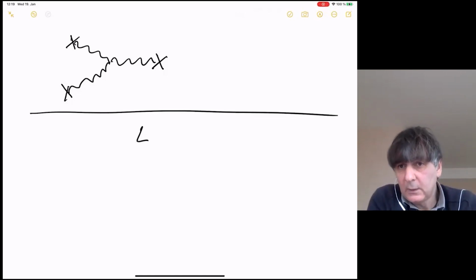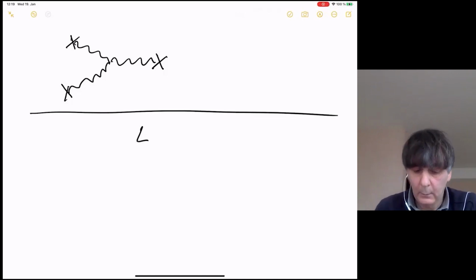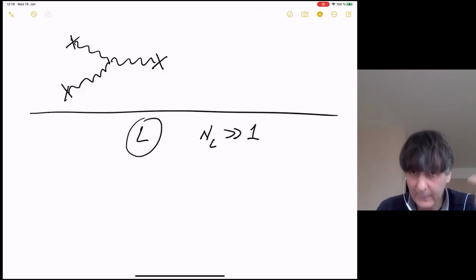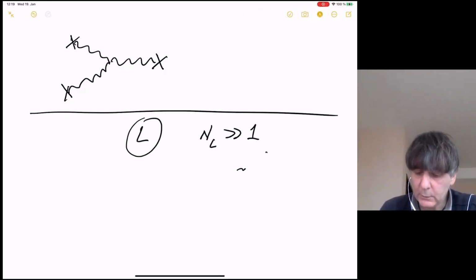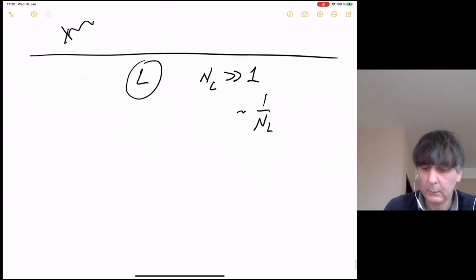Of course, in reality, they are not classical. They have a certain occupation number of quanta. But the bottom line is that if the occupation number of quanta of wavelength L is much larger than 1, then up to corrections of 1 over N_L, these sources can be considered as classical. So this is basically the definition of classicality, right?